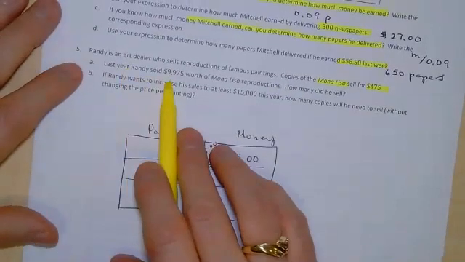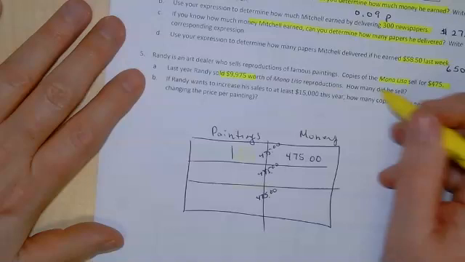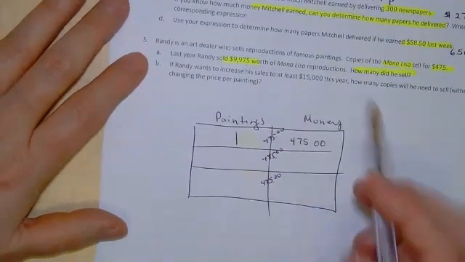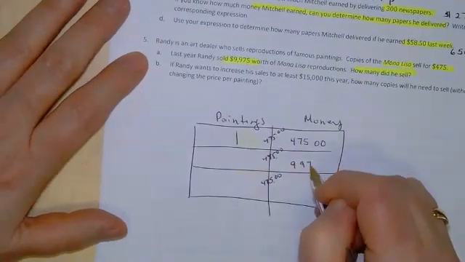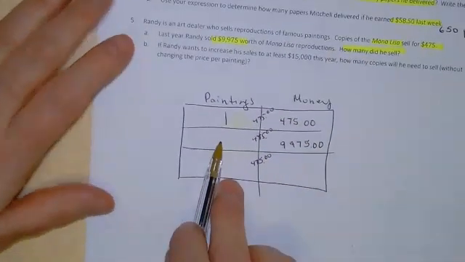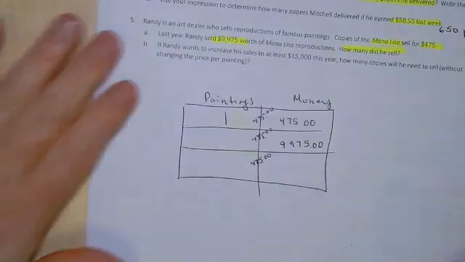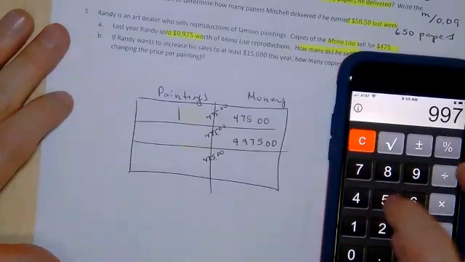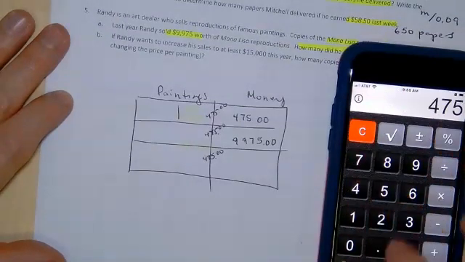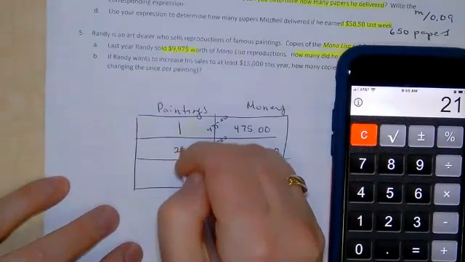Last year, Randy sold $9,975 worth of pictures. How many did he sell? So the money is going to go on this side. And I've got to figure out what this number is going to be. How do I find that? Exactly right. We're going to do division, and that's 21 paintings.